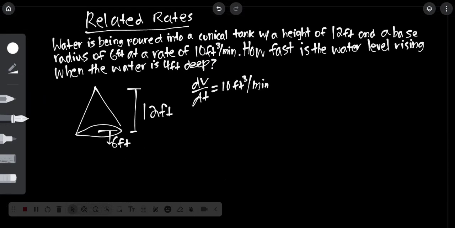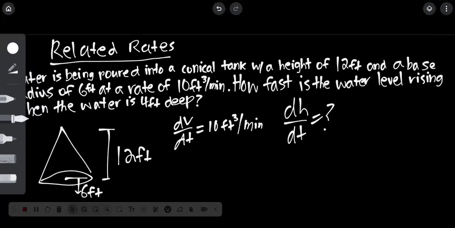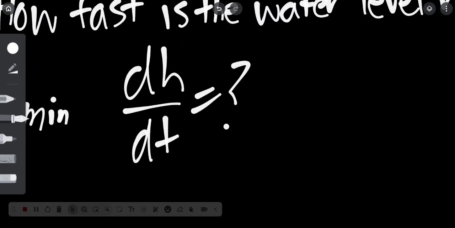Now, what are we trying to find? It says, how fast is the water level rising when the water is 4 feet deep? We're trying to find how fast the height is changing. The height is referring to the water level and how fast that's rising. So we're trying to find dh/dt, and we want this when the height is 4 feet.